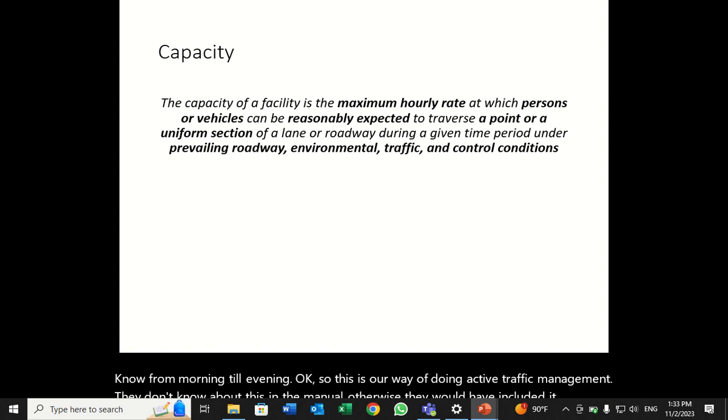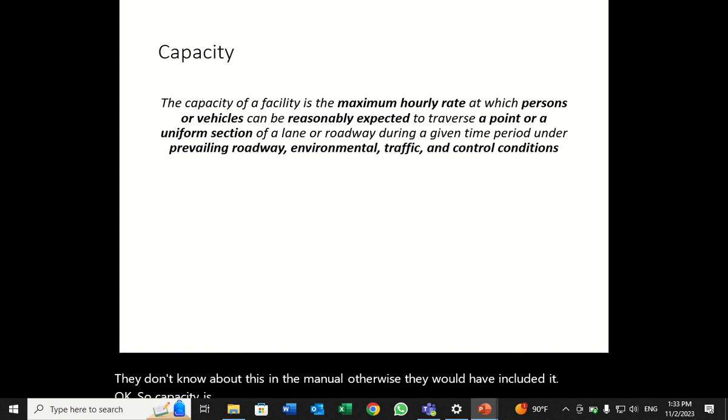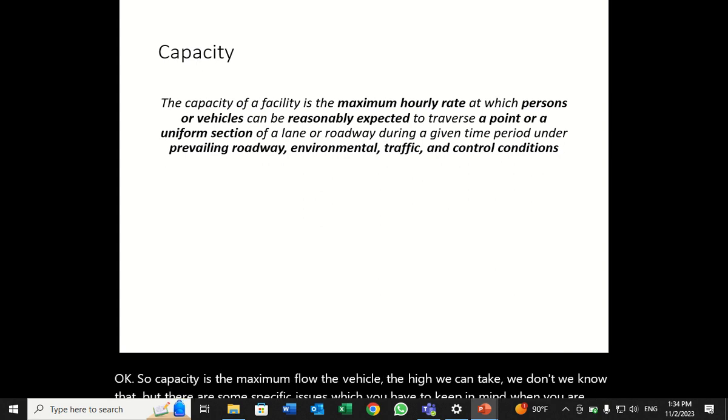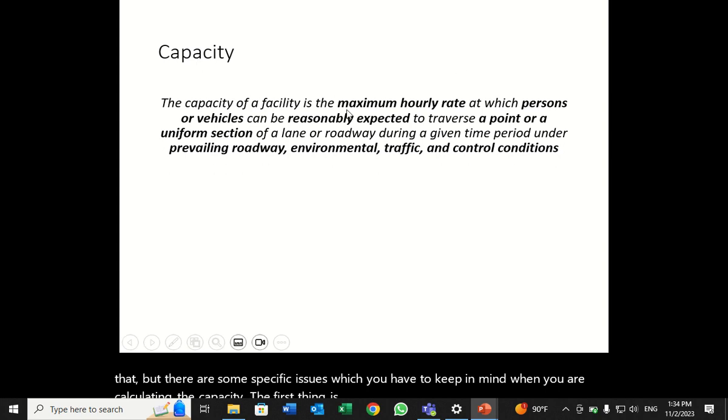Okay, so capacity is the maximum flow the highway can take. We know that, but there are some specific issues which you have to keep in mind when you are calculating the capacity. The first thing is capacity is not volume; it is maximum hourly rate, meaning maximum flow rate. Okay. Now, why is this important?